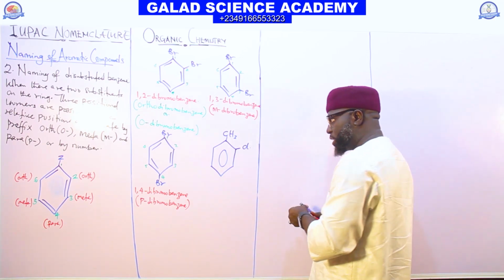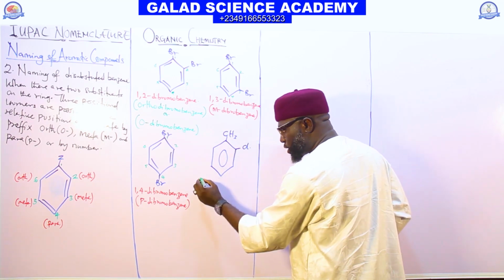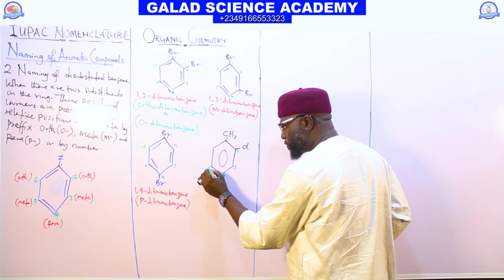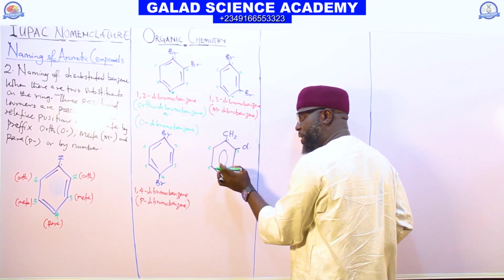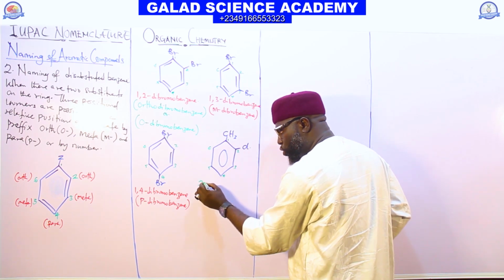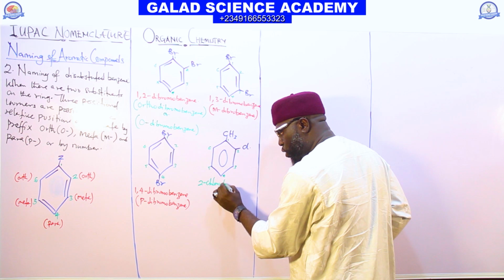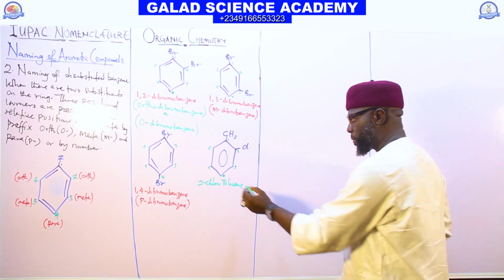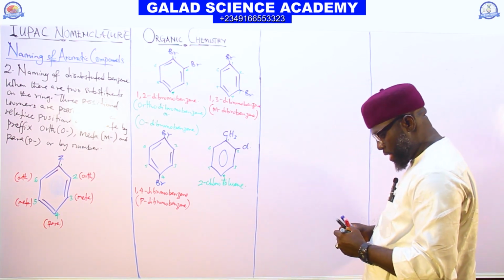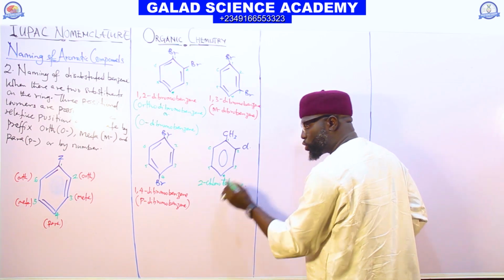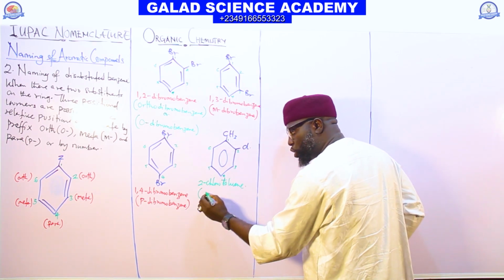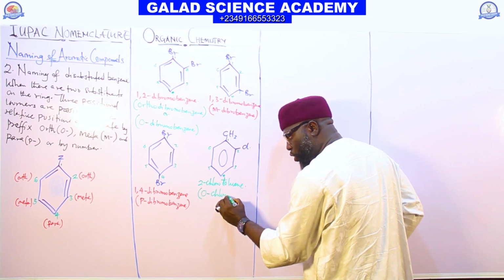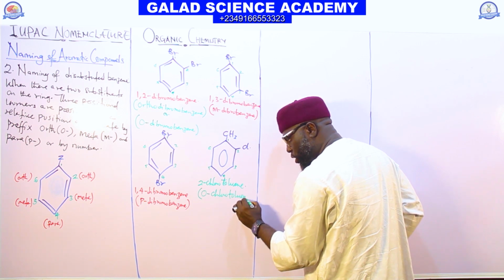The name of this compound will be what? This is the first carbon, second, third, fourth, fifth, sixth. This is toluene, methylbenzene. Chlorine, we call it 2-chlorotoluene. And another name for 2-chlorotoluene, this 2 is ortho. We call it ortho-chlorotoluene.